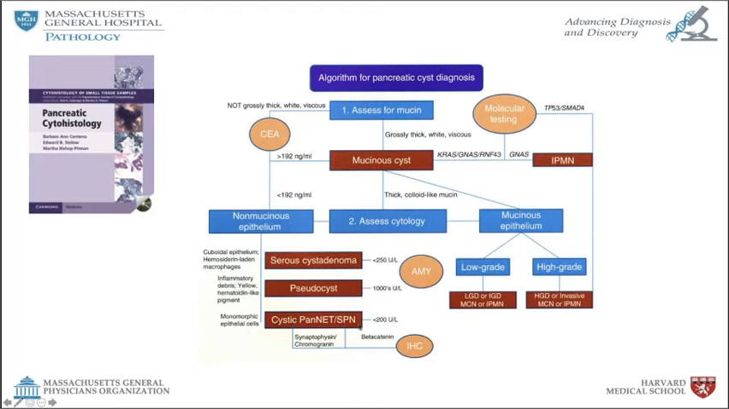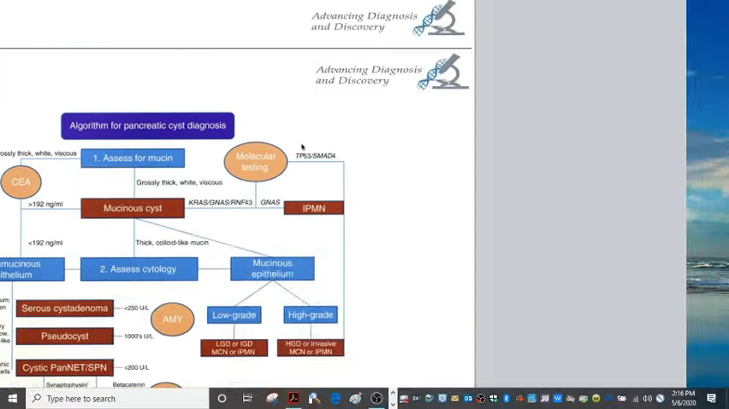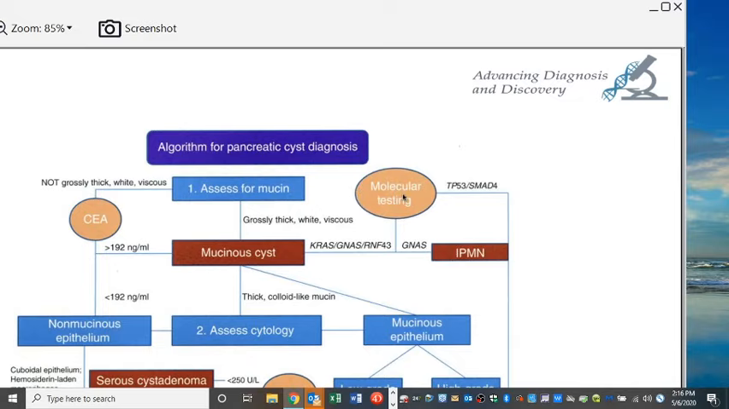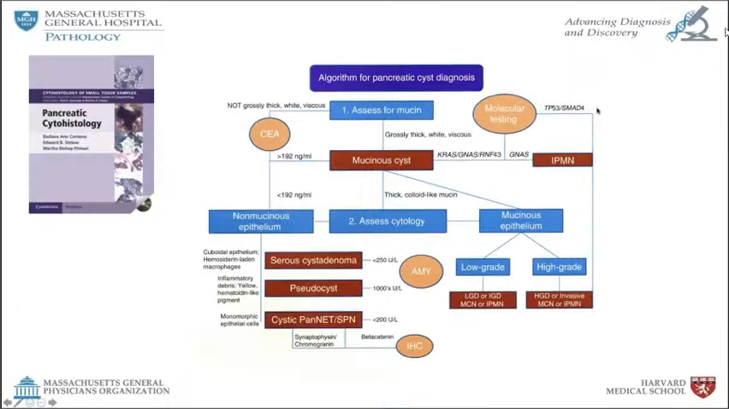If you happen to send this fluid for molecular testing, a beta-catenin mutation would support your solid pseudopapillary neoplasm, and you probably won't see any mutations in the typical next-gen sequencing panel. So this would probably be negative. Then, if you have molecular testing, you would look for your late mutations, P53, SMAD4, P16, that would go to support your morphology.